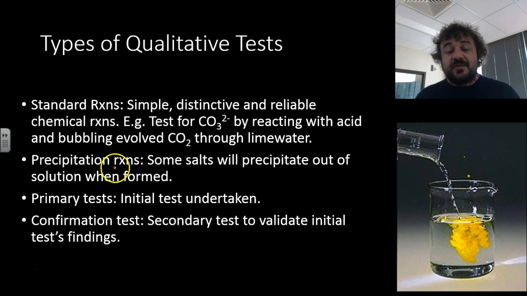We have precipitation reactions as well. So some salts, if we use our solubility rules, when we mix them together, will make precipitates. So just quickly, we have primary tests. This is the initial test undertaken, and we have confirmation tests. So we use a secondary test to validate our findings, hopefully two that don't overlap that much. And this is important because this is not the only reaction that gives off carbon dioxide.